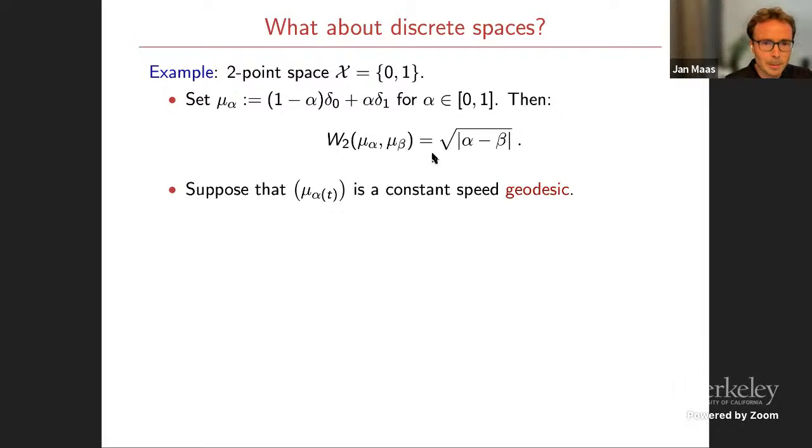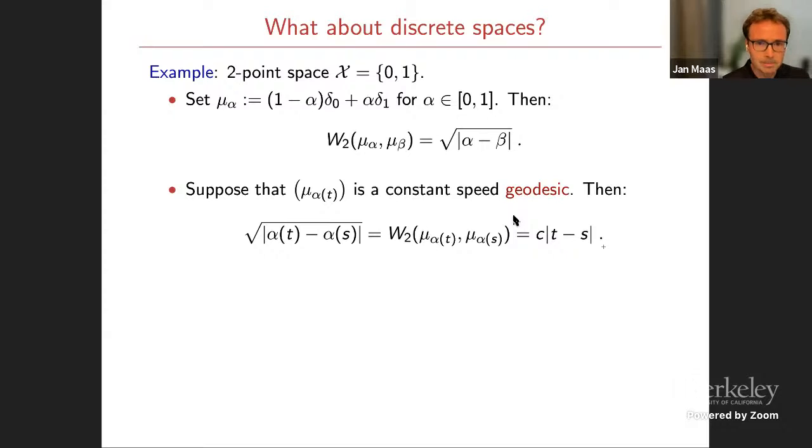And let's now see what we can say about geodesics. So suppose that I have a geodesic in the space of probability measures, which I can write as mu of alpha t. What does it mean to be a constant speed geodesic? It means that the distance between the measure at time t and the measure at time s is proportional to t minus s. But by what we just saw, this Wasserstein metric is also equal to the square root of the absolute value of alpha t minus alpha s.